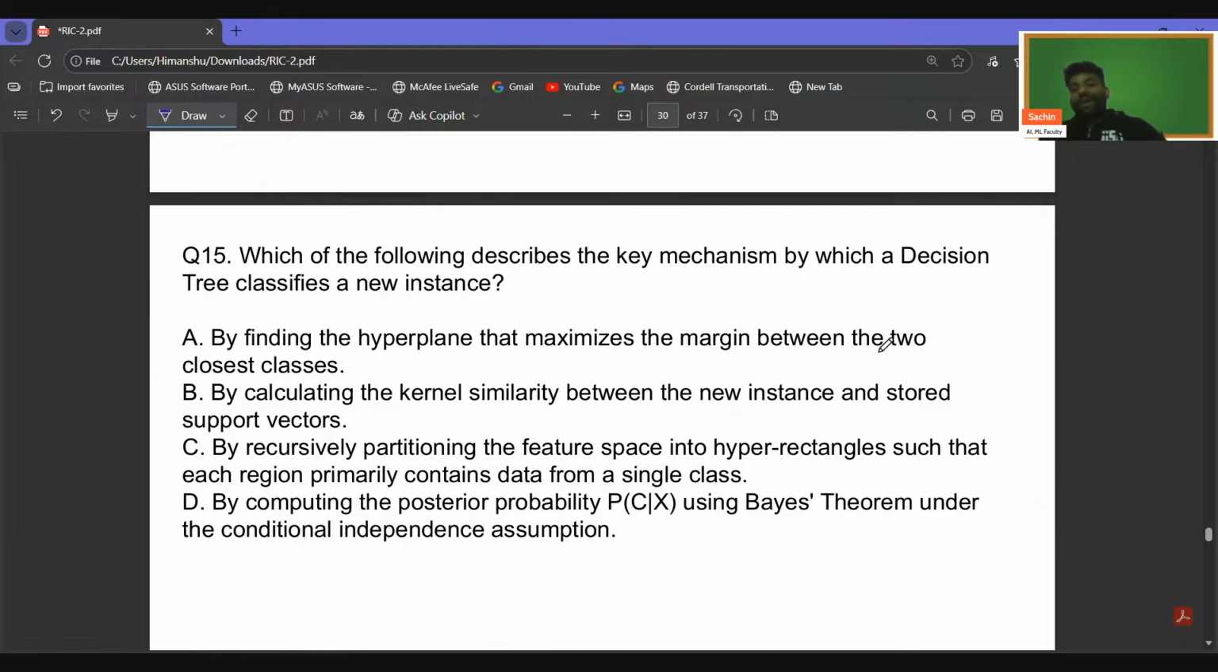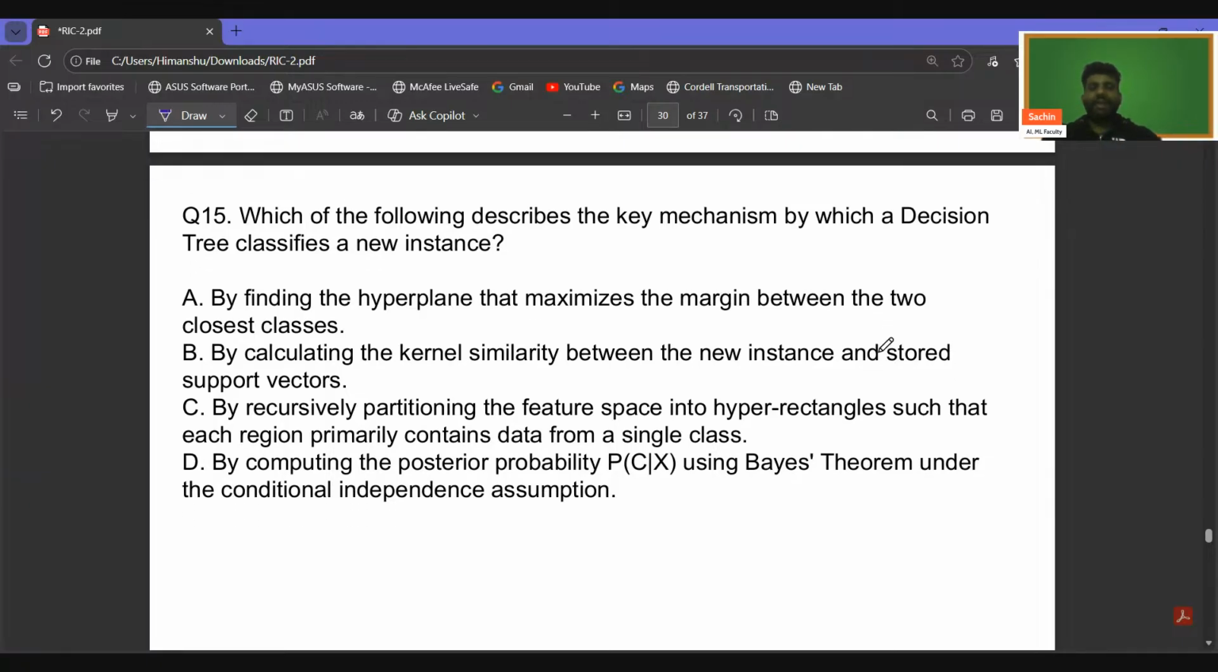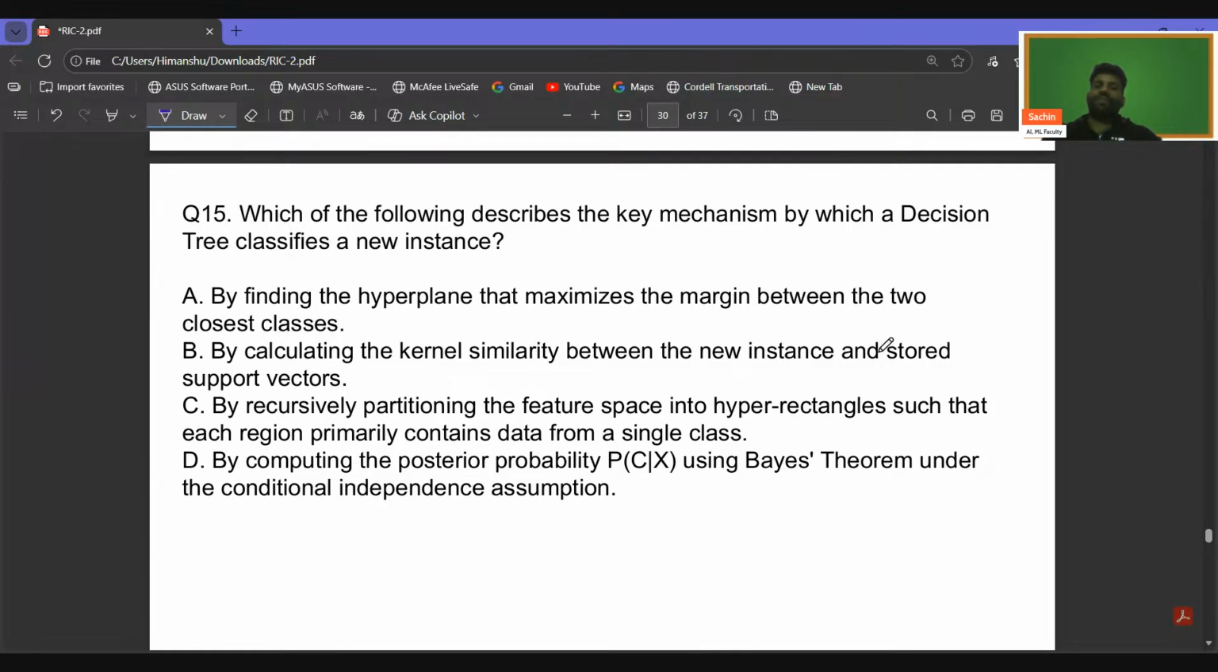Which of the following describes a key mechanism by which a decision tree classifies a new instance? So how does a decision tree do it? I hope you remember, very simple. What it does is create hyperplanes parallel to the axis. Nothing like maximizing the margin, nothing like kernel similarity, nothing like applying Bayes theorem there. So it's going to be very simple. C is the correct answer. Okay, let's move on to the next one.